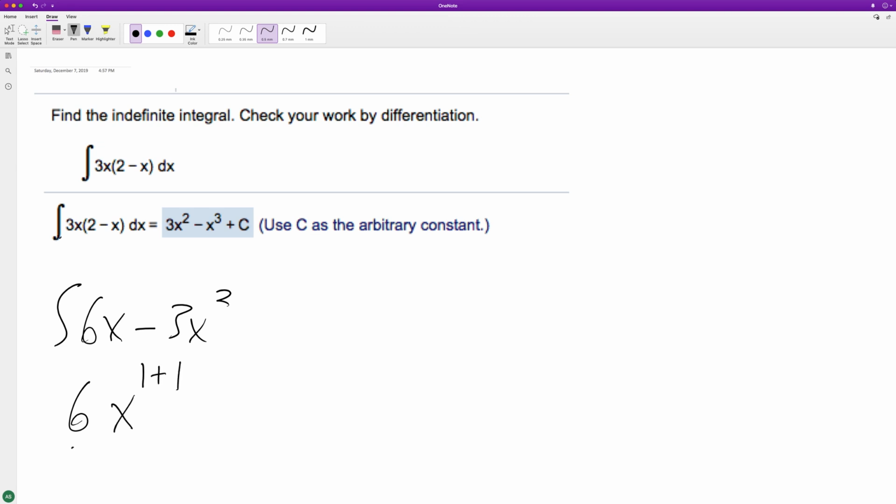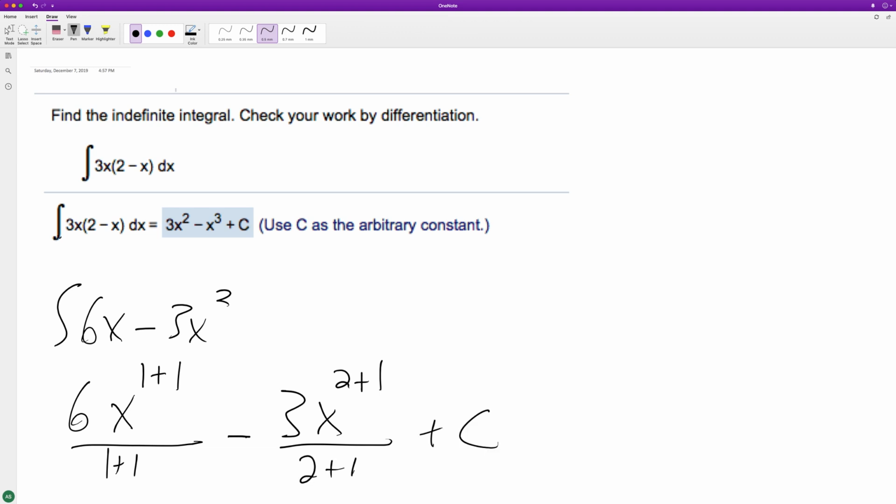then we add 1 to the exponent and we divide through by 1 plus 1. For 3x squared, we have 3x raised to the second plus 1 over the 2 plus 1. And then we add our constant.